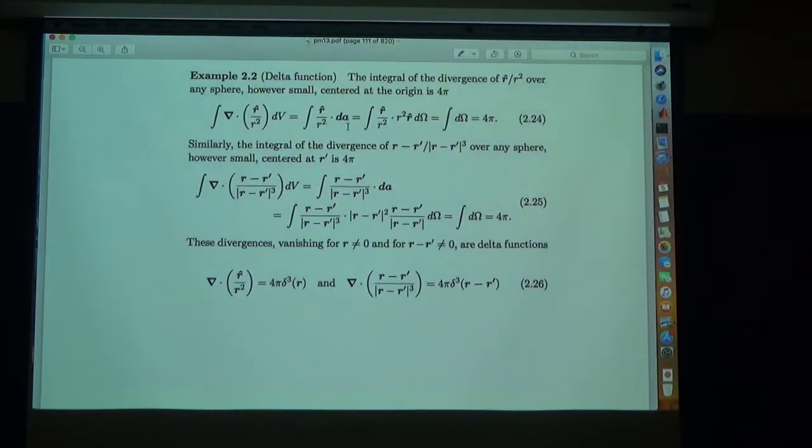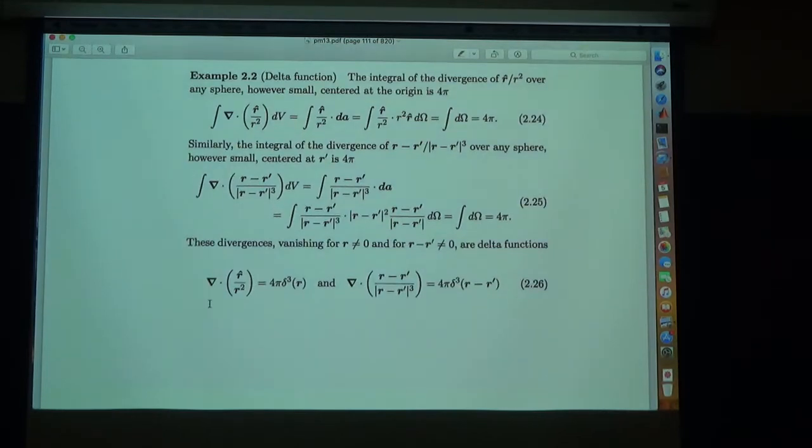And so the idea here is that, more generally, the integral of the divergence of r minus r prime over r minus r prime cubed integrated over the volume, which by Stokes' theorem is r minus r prime over r minus r prime cubed dotted into the area, when you work that out, you again get 4 pi. And these divergences then are examples of Dirac's delta function.